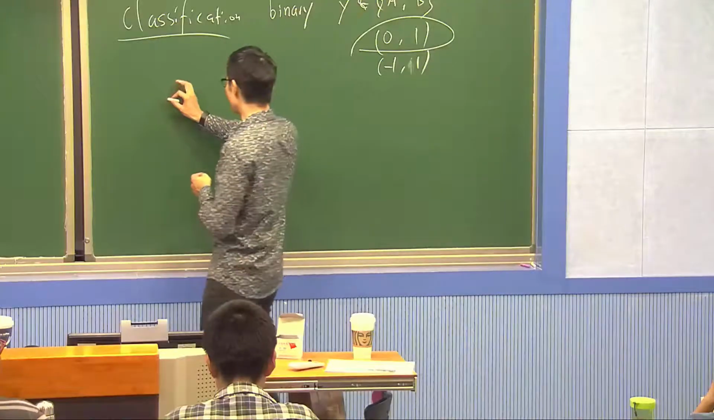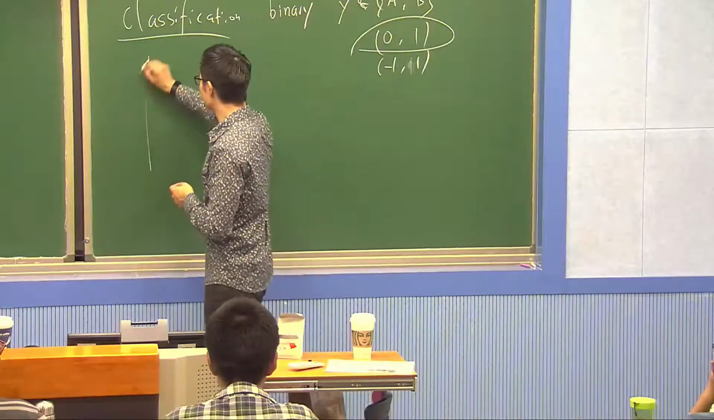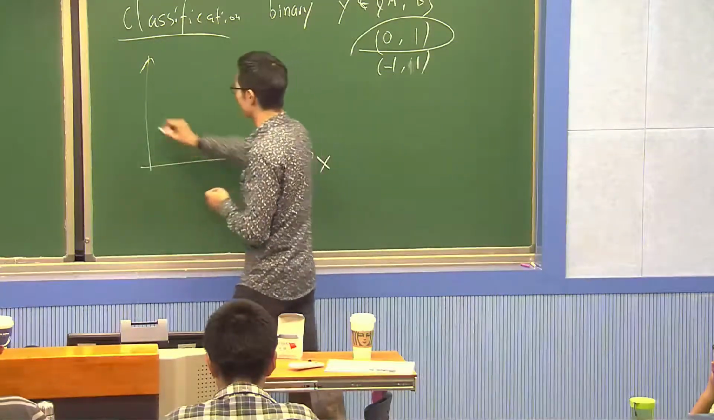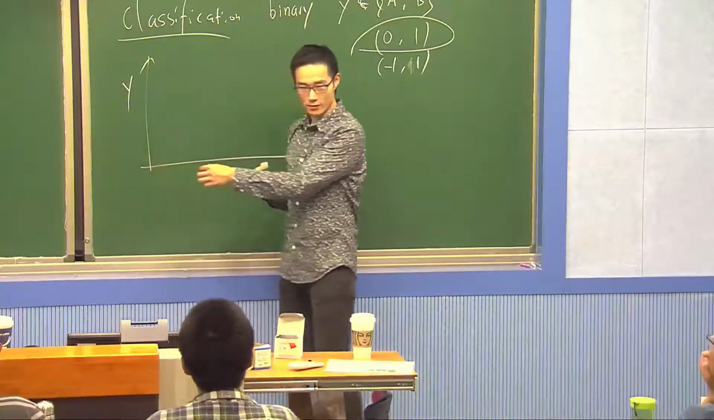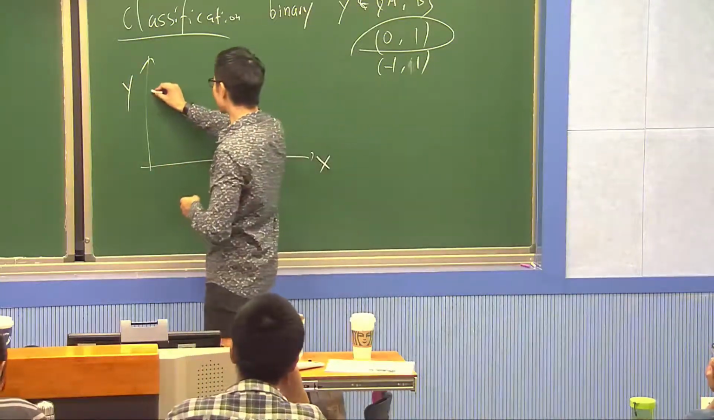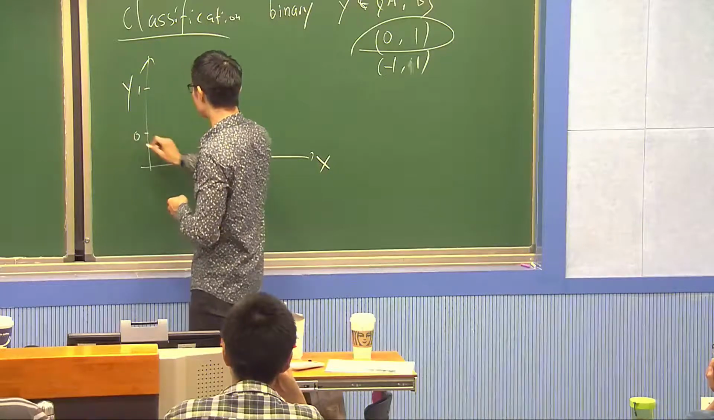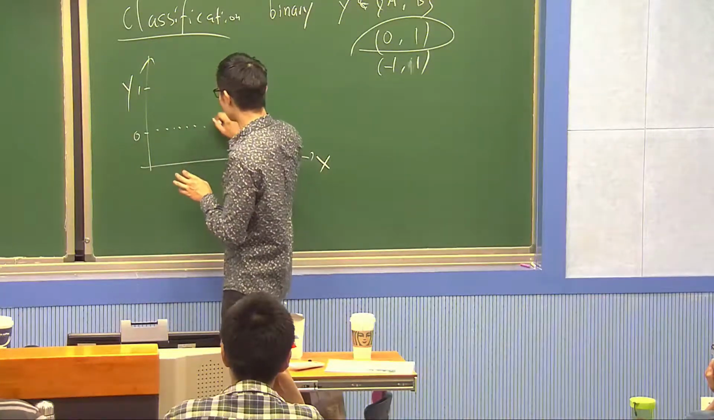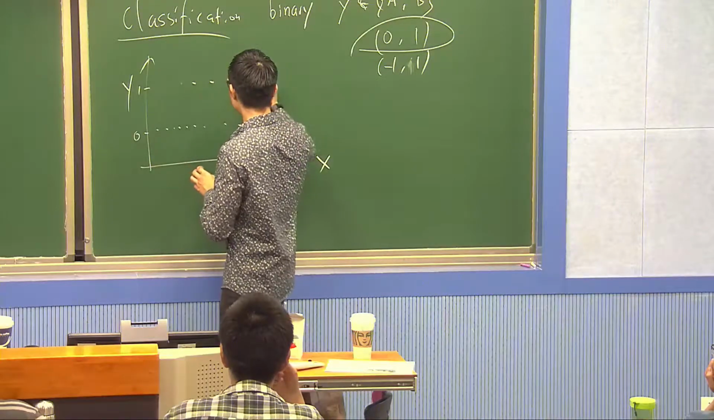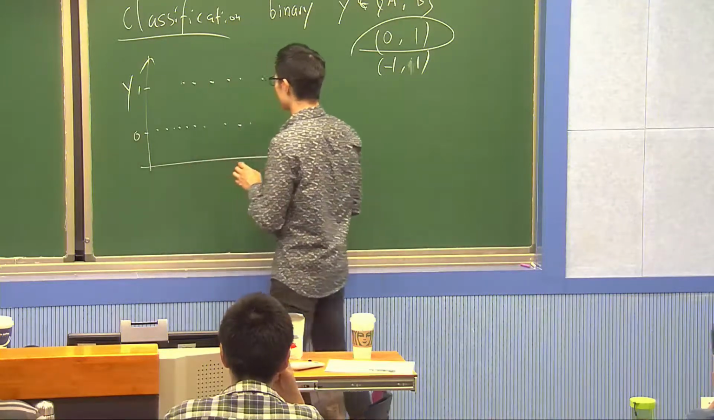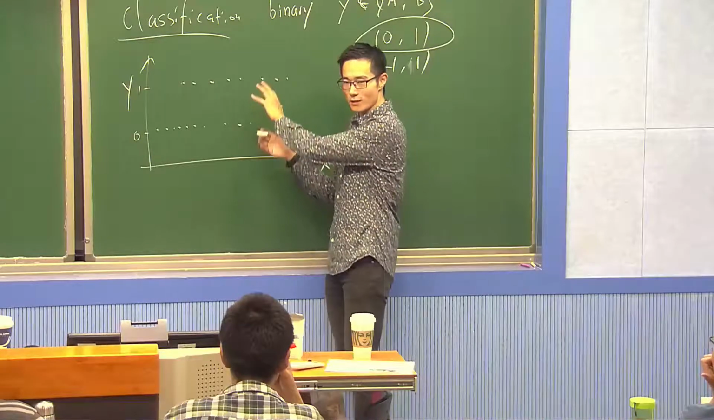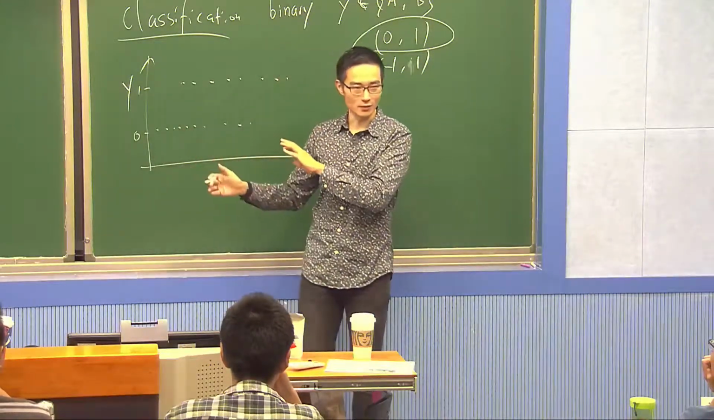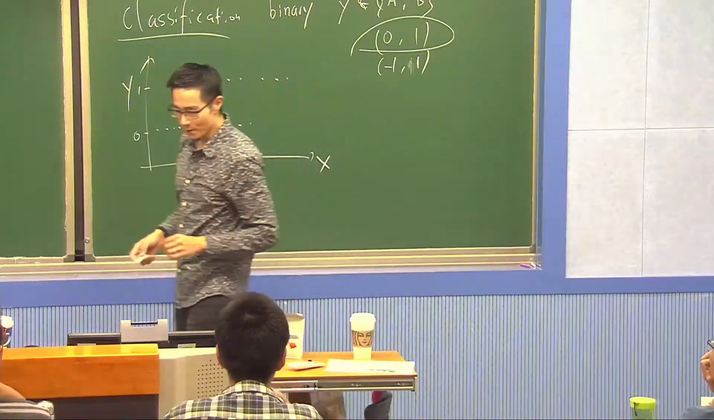So let's see. If y is 0, 1, what do we do? This is x, this is y. X can be continuous. If y is 0, 1, suppose this is 1, this is 0, then our data is something like this. This is typical data you have. When x is large, we have more ones. When x is small, we have more zeros. This is one-dimensional. That's what the data typically looks like.